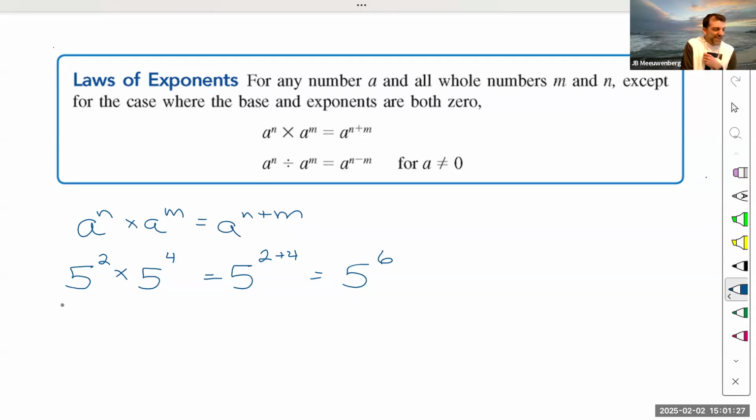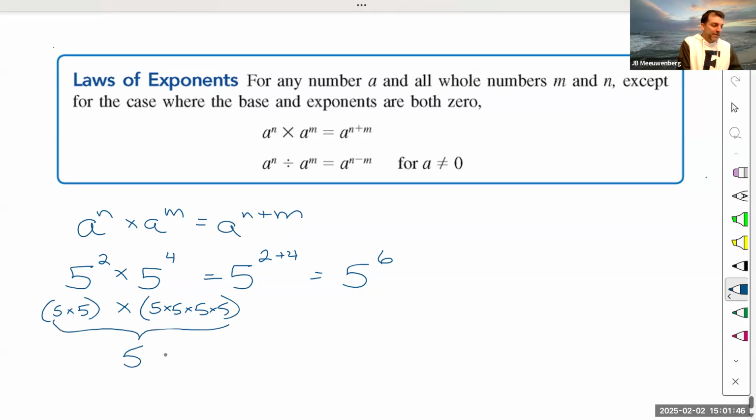Now, why does that work? It's because 5 to the 2nd is really 5 times 5, and 5 to the 4th is 5 times 5 times 5 times 5. All we're doing is multiplying those 2 expressions together. So what's the total number of 5s that are all multiplied there? There are 6 of them, 5 to the 6th. So when we're multiplying numbers and they have the same base, we can just add the 2 exponents. Keep the base the same, add the 2 exponents.